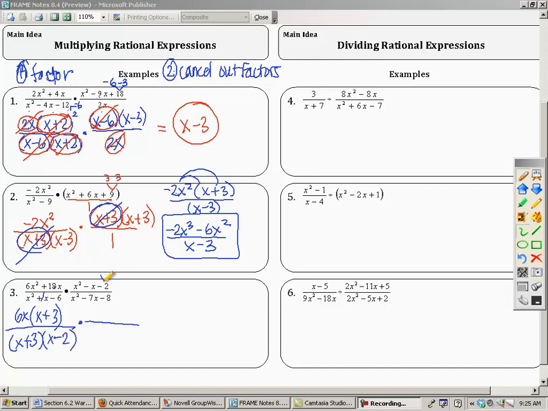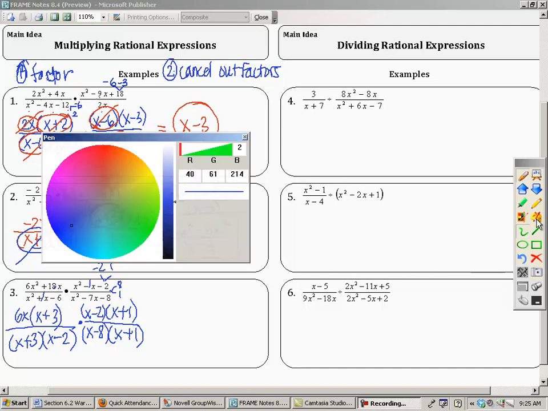All right, let's go to the next one. Negative 2 is negative 2 times 1 because that adds to a negative 1. So x minus 2 and x plus 1. My denominator to get a negative 8 is 8 and 1, but the 8 has to be negative to be a negative 7. So x minus 8, x plus 1. Okay, so we factor everything out.